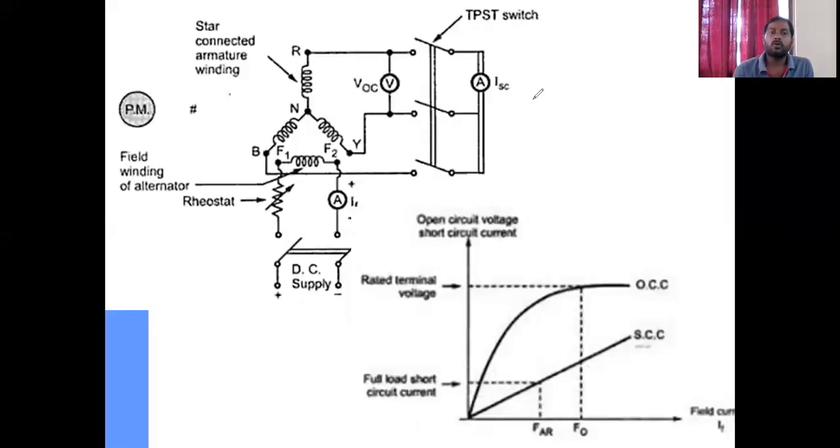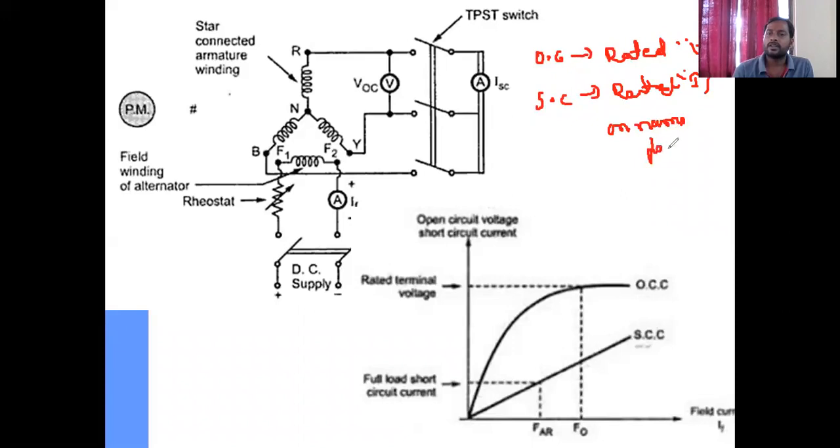Now let us discuss how to conduct the OC and SC tests of an alternator. The OC test must be conducted up to the rated voltage, that is, up to generating the rated voltage. The SC test must be conducted up to the rated current. This rated current and rated voltage are available on the nameplate.